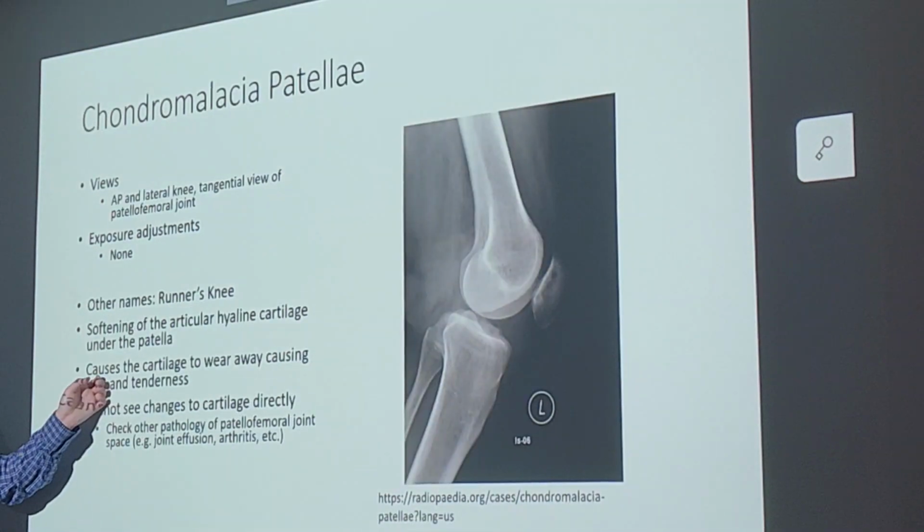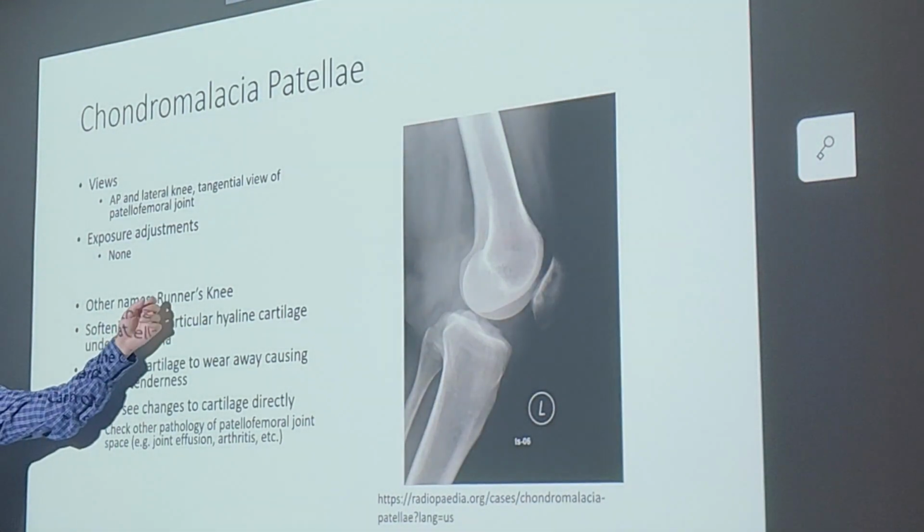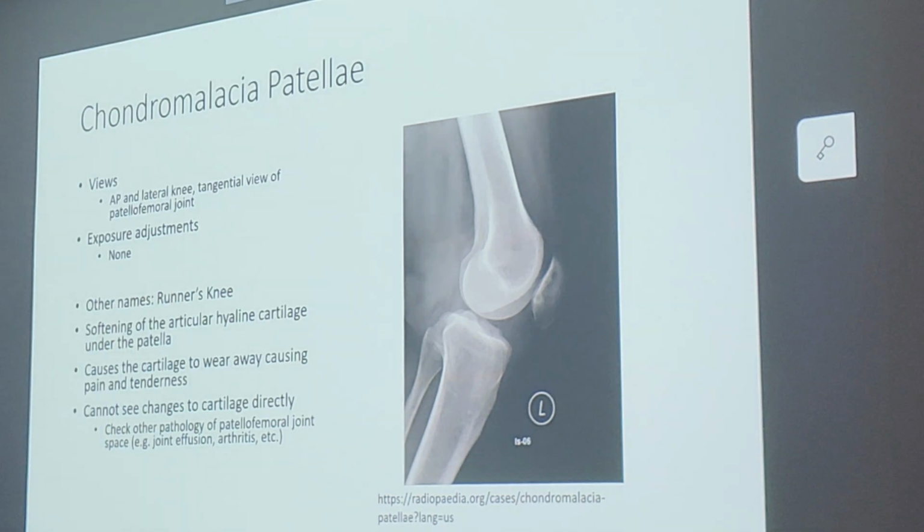Okay, are we okay with this one? Okay, another name for this is runner's knee, right? Because runners tend to wear out this cartilage.